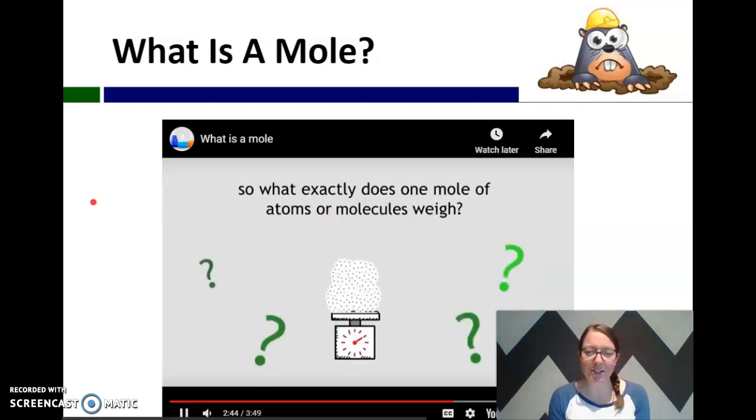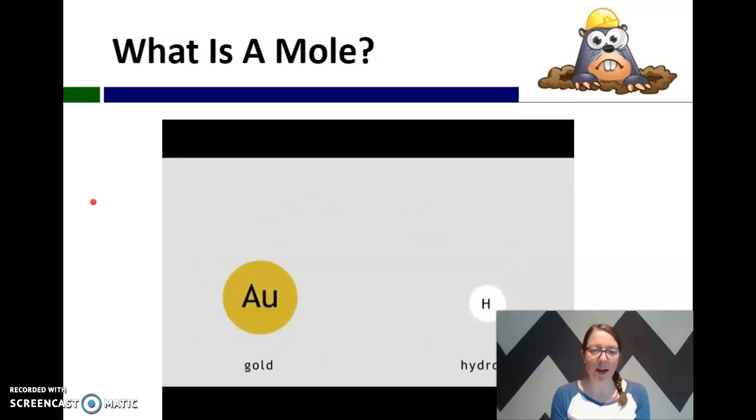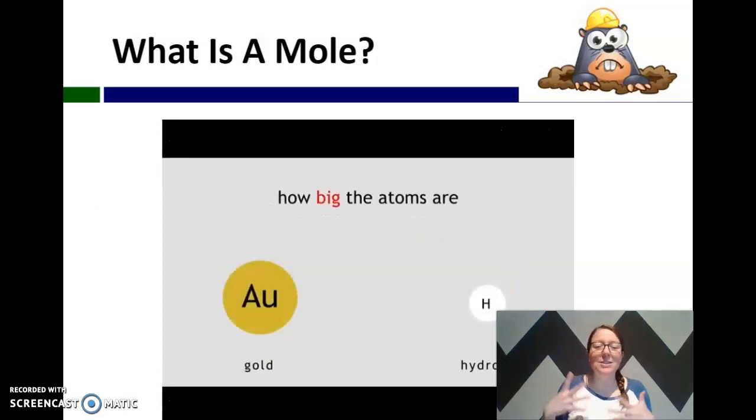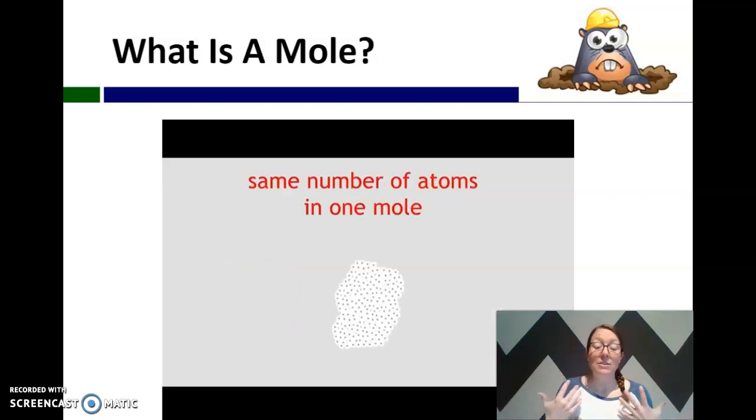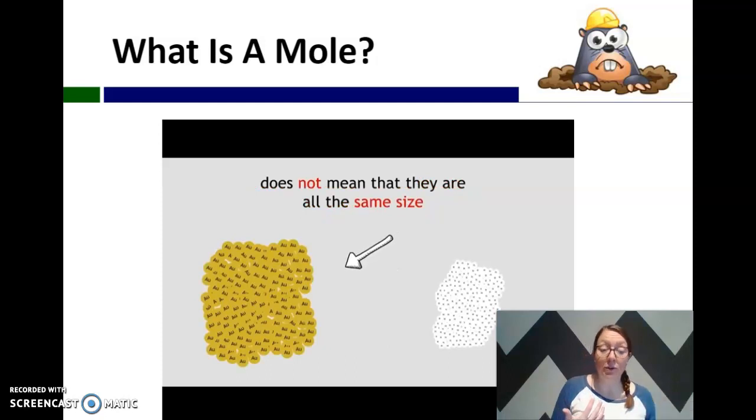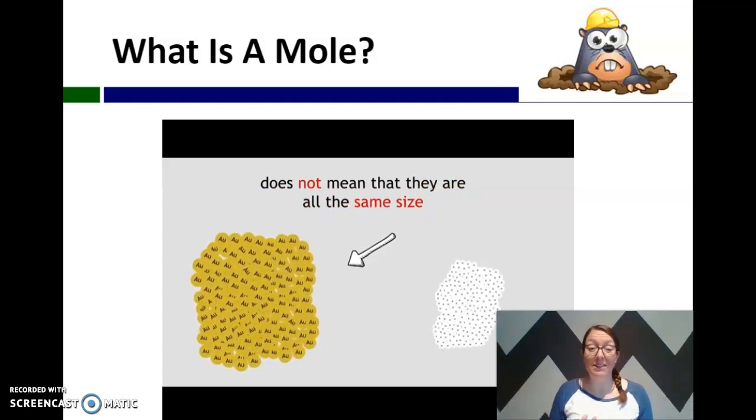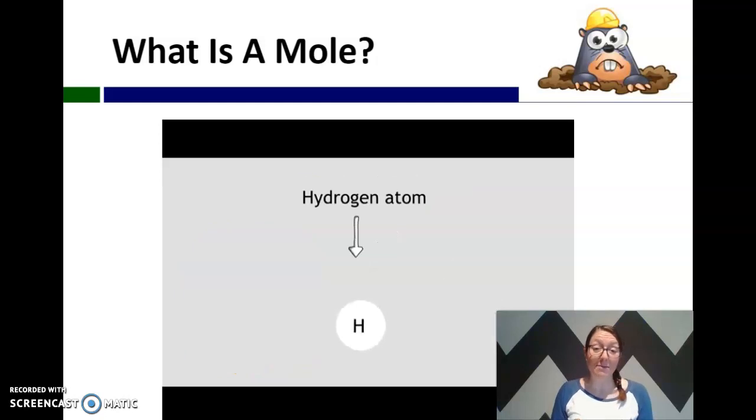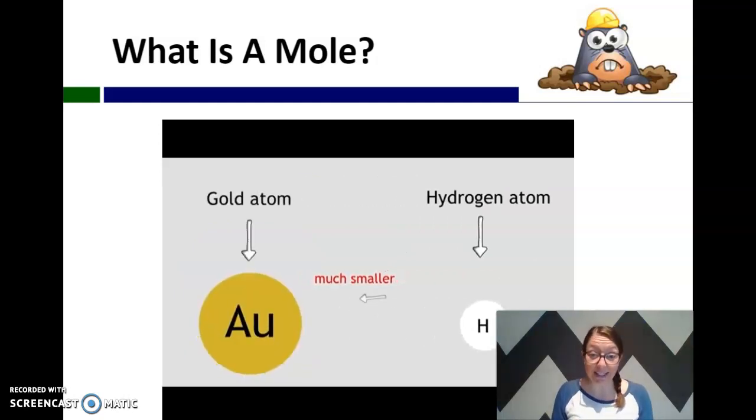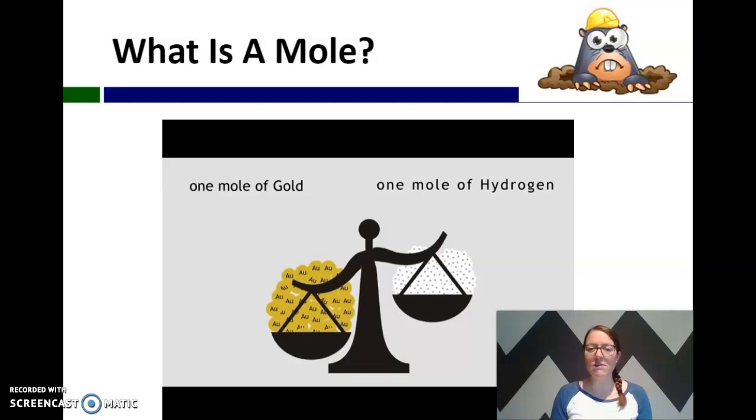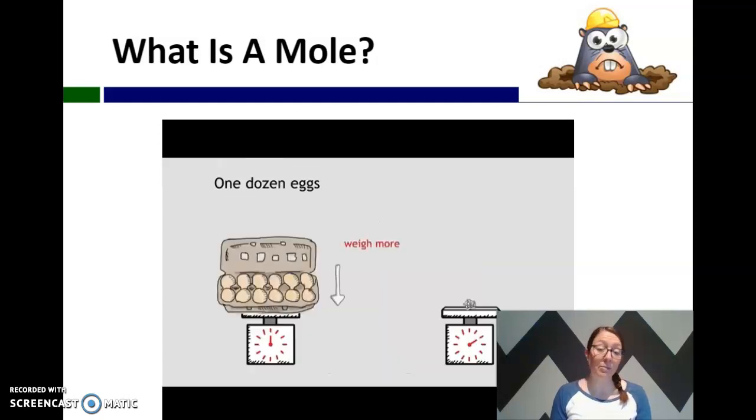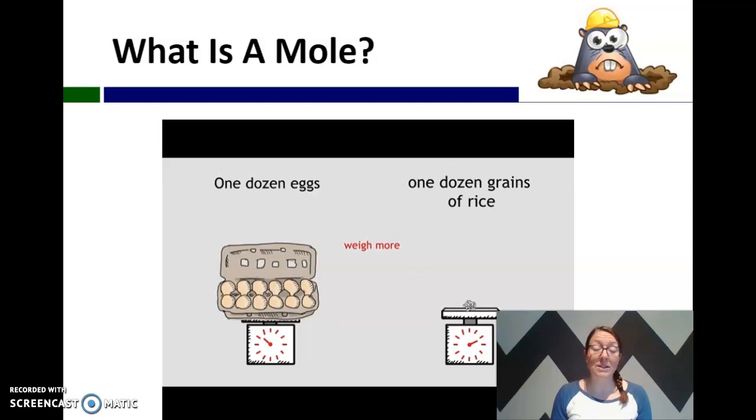So exactly how much does a mole weigh? So if we compare, it just depends how big each atom is. So you can imagine there's the same number of atoms in a mole of gold atoms and a mole of hydrogen, but gold has a lot bigger atoms. Hydrogen atoms are tiny, much smaller than gold. And so if you would weigh a mole of gold and a mole of hydrogen, even though they're the same quantity, they'd weigh more. Just like a dozen eggs weighs more than a dozen grains of rice.